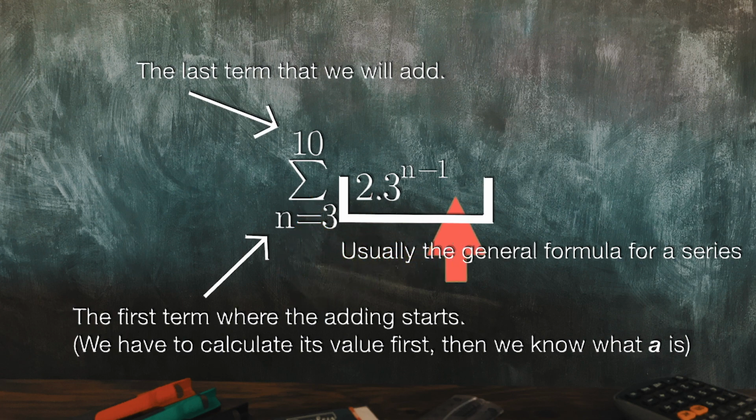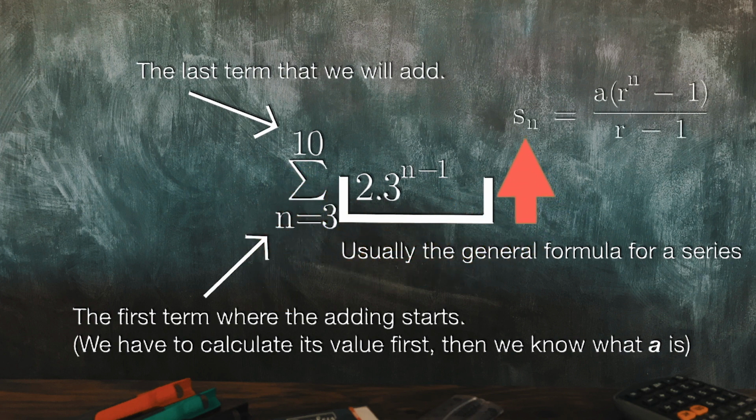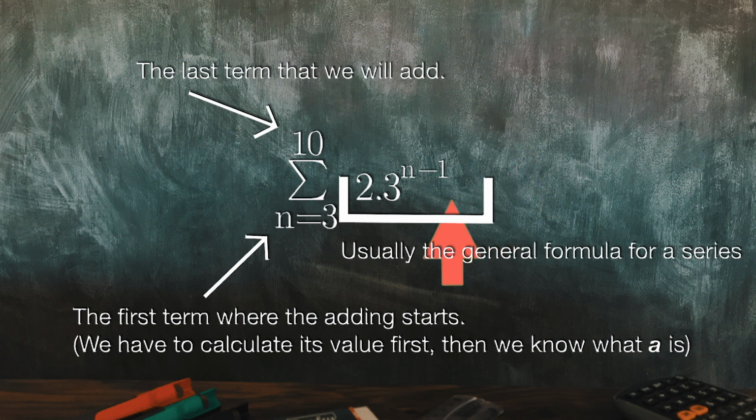Then, here's the general formula. And this is 2 times 3 to the power of n minus 1. This is the general formula for a geometric series. So we are going to get the sum from term 3 to term 10 for this geometric series. Therefore, we will use this sum of formula. Got it? Okay, how about the last one?